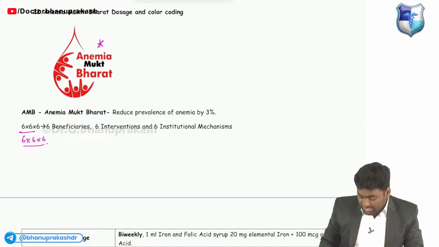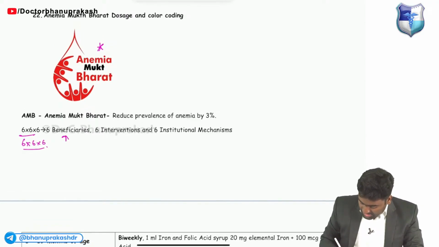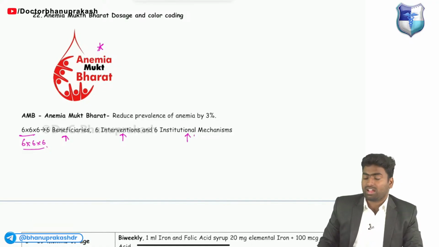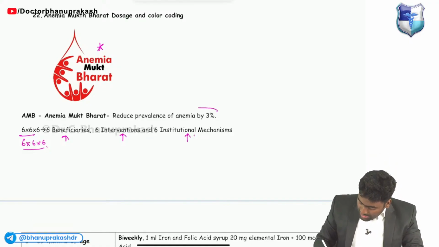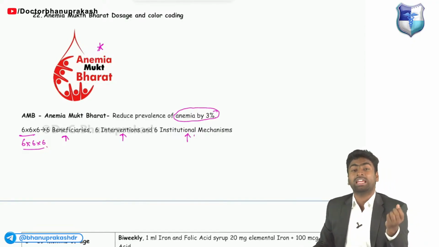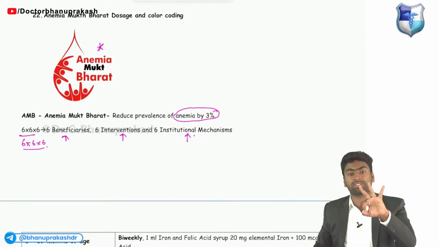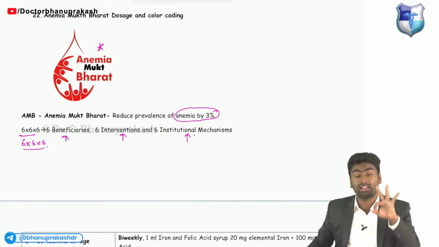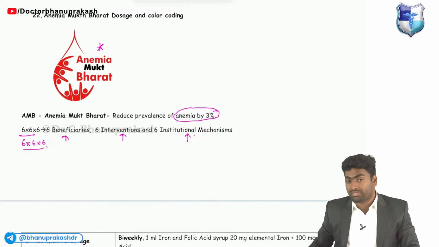And the main thing is that it will have 6 beneficiaries, 6 interventions, and 6 institutional mechanisms. Their aim is to reduce the prevalence of anemia by how many percent? It is not 6%, it is 3%. It is a 3% reduction in the prevalence of anemia.